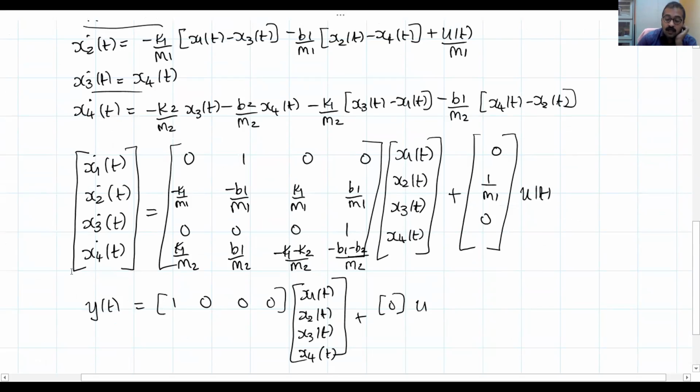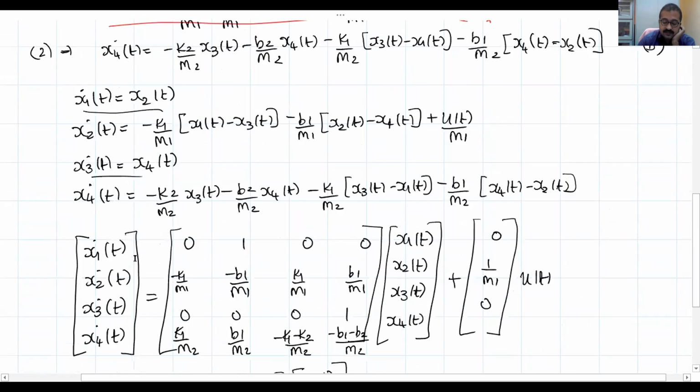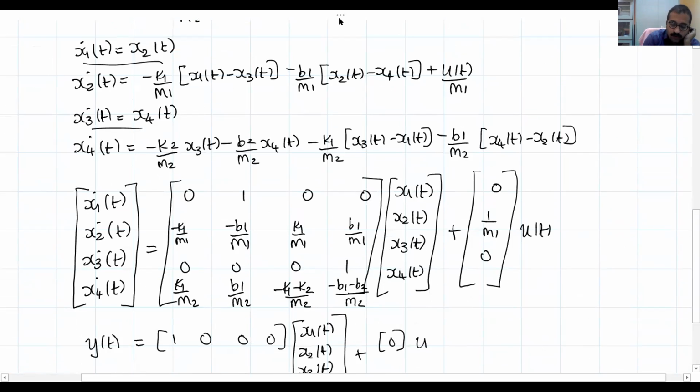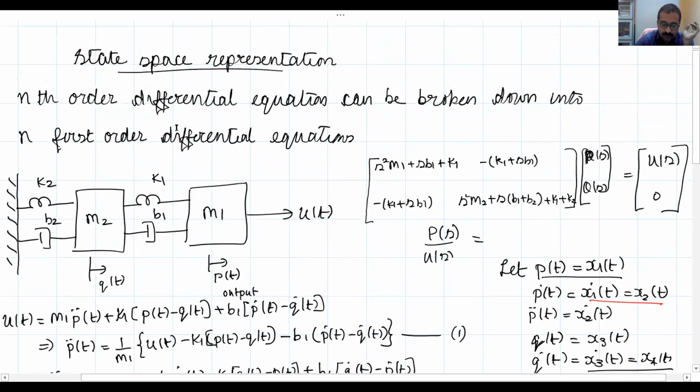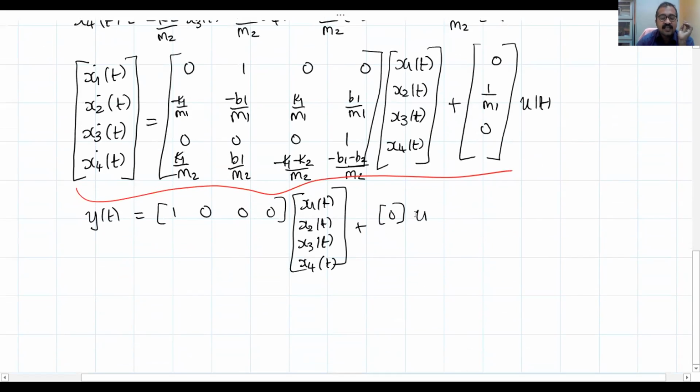Okay, so you see here, what was the order of the original system? It was fourth order. So the fourth order system has been broken down into 4 first order equations. This is the basic idea behind the state space representation. An nth order differential equation can be broken down into n number of first order equations. So this way of representation is called state space form.